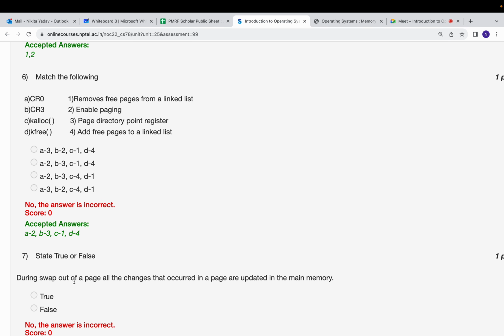The answer here is false, because it is saying that the changes that occurred in a page are updated in main memory. The changes that occurred in a page are updated in the disk, not main memory, during the swap out.